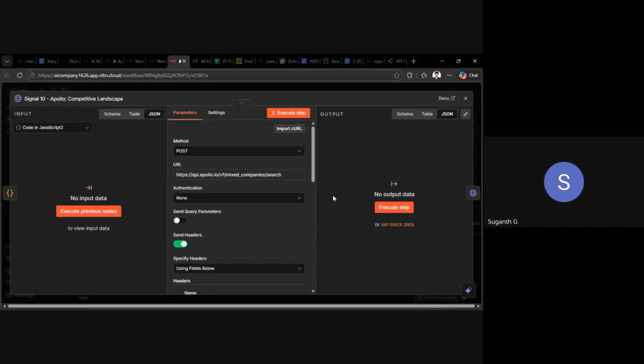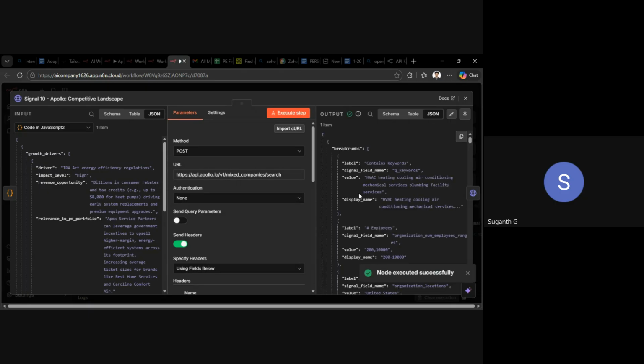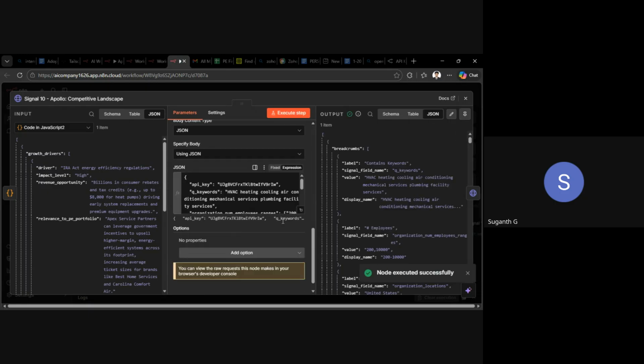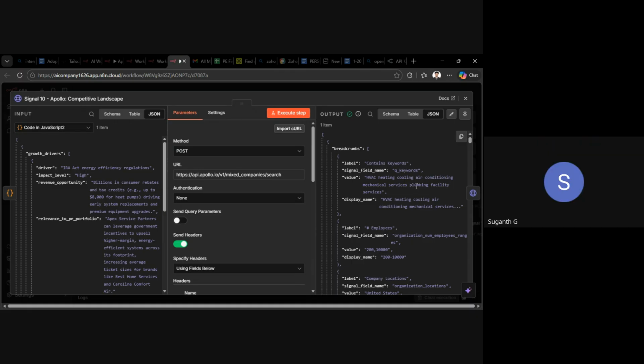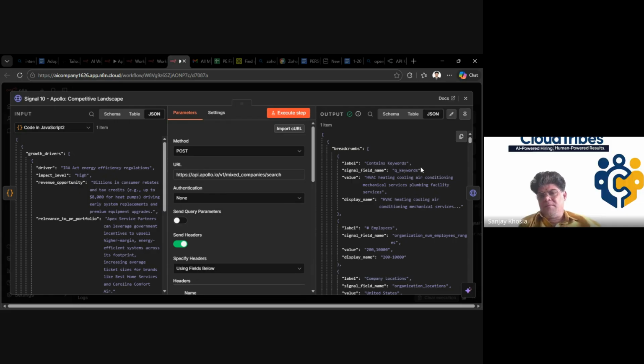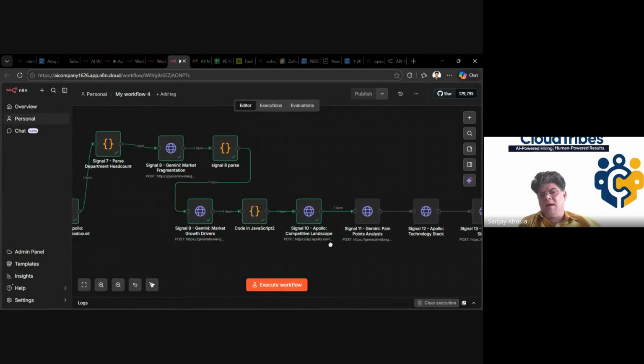So here we extract the competitive landscape of those companies using Apollo. So you're getting the competitors' data. It might be a great conversation starter, saying your competition is doing so and so, and we'd love to be able to help you. Yes, sir. Okay, excellent. Next, those competitors. Yeah, got it.